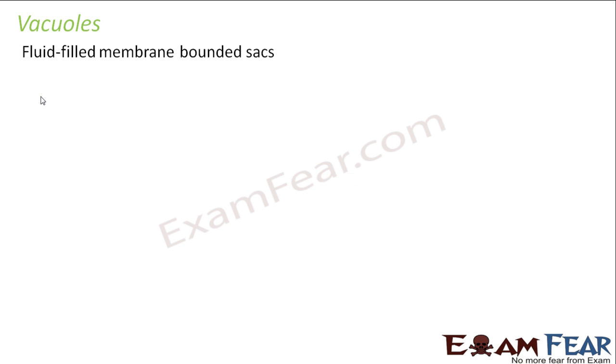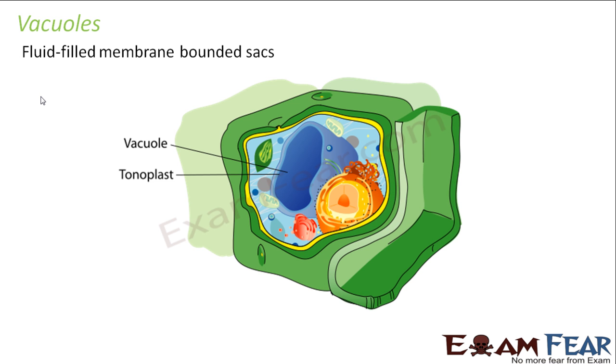Let us now talk about the last organelle of this lesson, that is vacuoles. So what are vacuoles? Vacuoles are fluid-filled membrane-bounded sacs. Again, these are like vessels which are filled with some fluid and surrounded by a membrane. So this is how a vacuole looks like in a plant cell. You can see a big structure, quite big, which is surrounded by a membrane, and this is filled with a fluid.